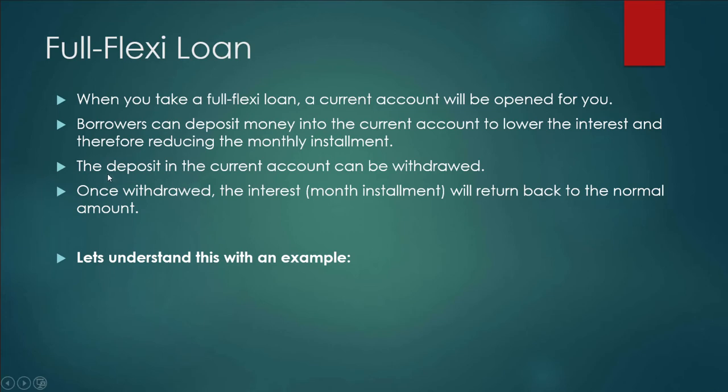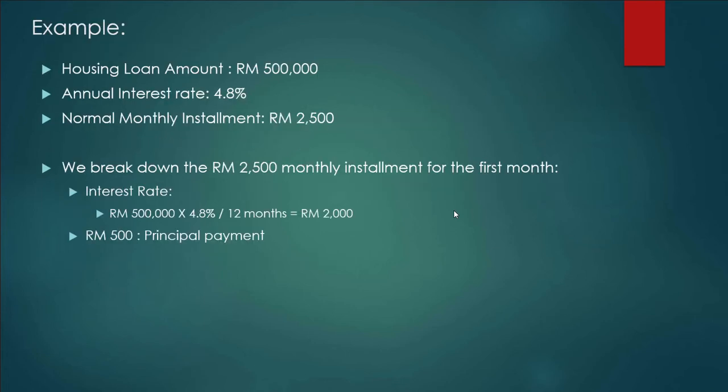So next, the deposit in this current account that you put in, you can withdraw it at any time. Anytime you wish, you can withdraw it. You can withdraw everything out from the current account. But there's one thing. If you withdraw everything from the current account, your monthly installment will go back to the normal amount. Okay, all this sounds very complicated, so let's look at an example of how this actually works.